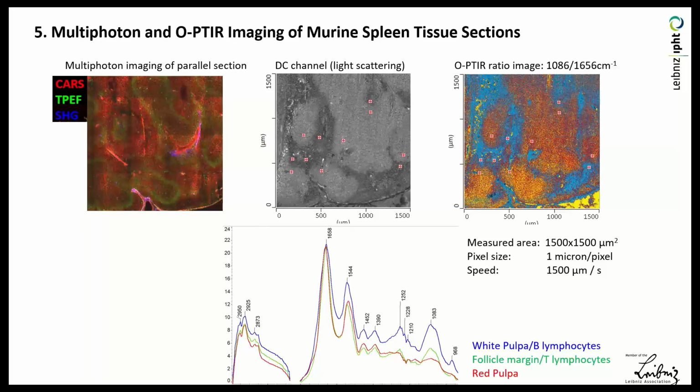We observed in the follicles a high nucleic acid content. And of course, in red pulpa, another spectrum, and then at the follicle margin, slightly reduced nucleic acid content. Talking about time, with a 1 micron pixel size and a speed of 1000 micron per second, collecting a single image of 1500 times 1500 micrometer takes something like 25 minutes.